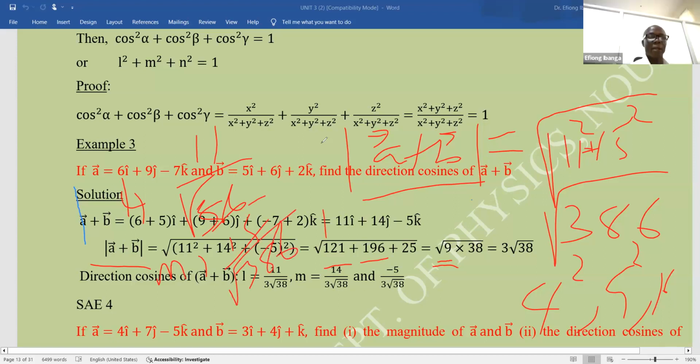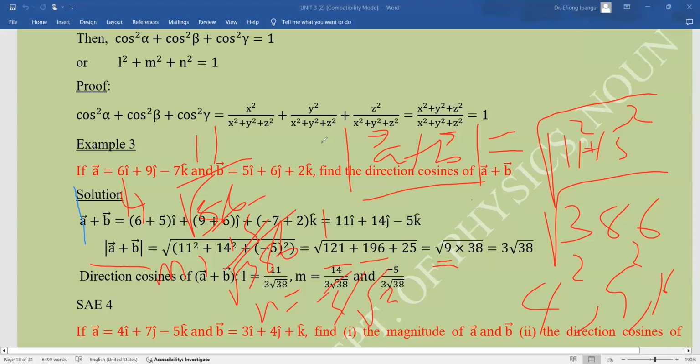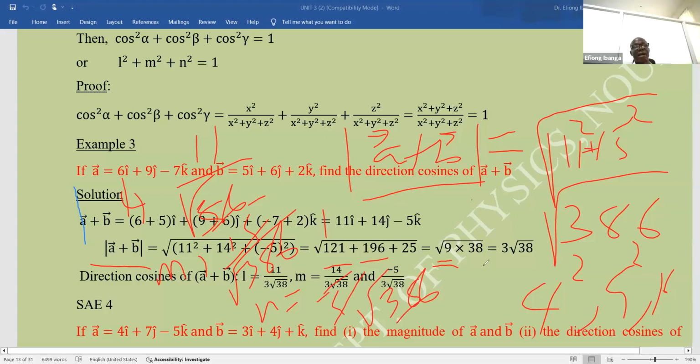And then my final one, N. N is going to be what? Minus 5, isn't it? All over the square root of 386. That solves the problem. That's what we mean by the direction cosines of that. So you can now go back and solve the other one. Does it make sense to you now?